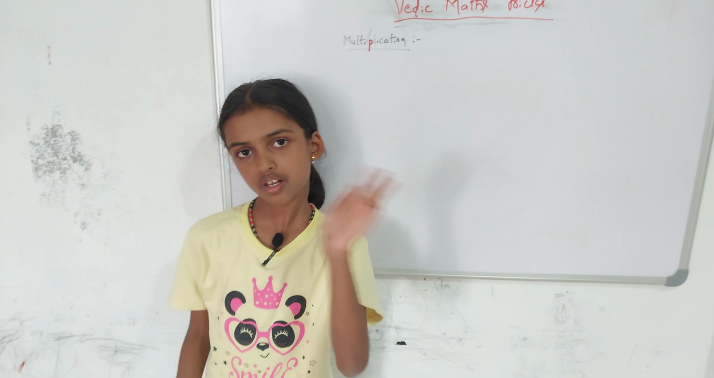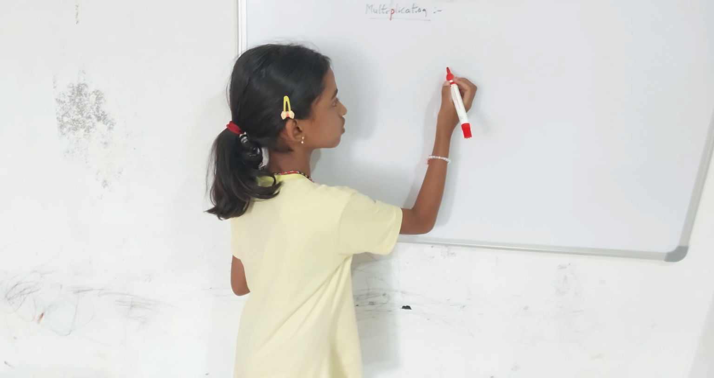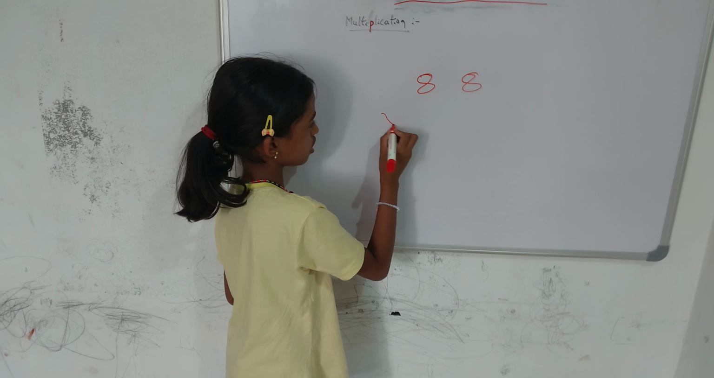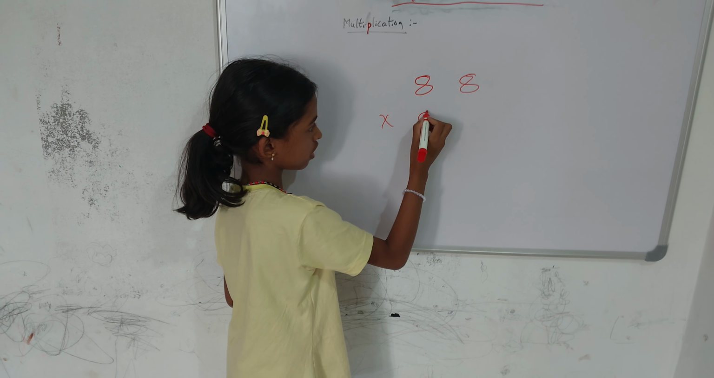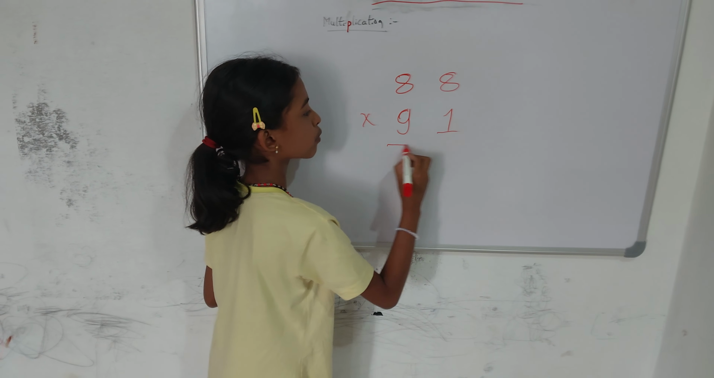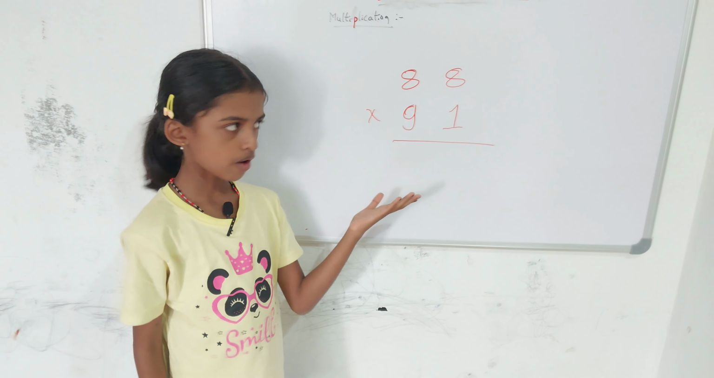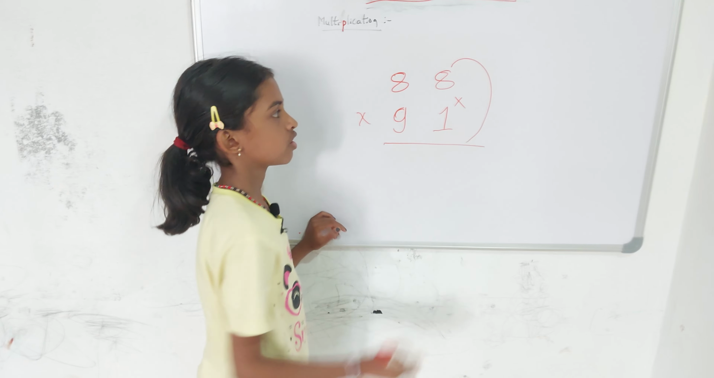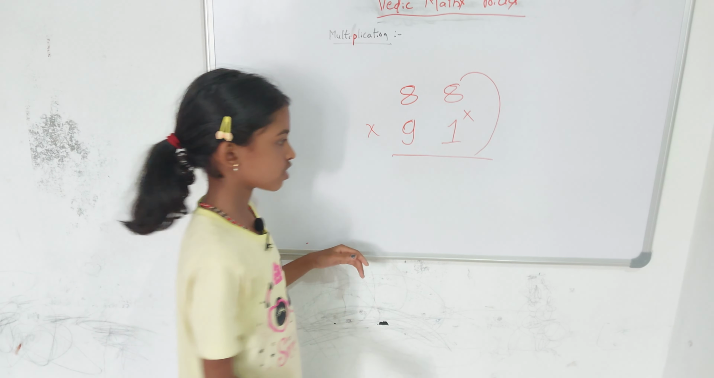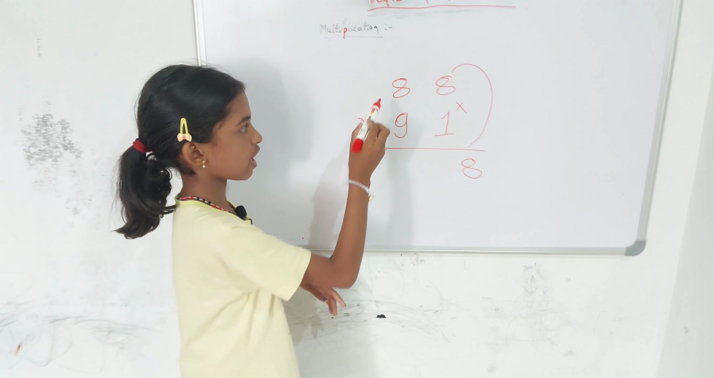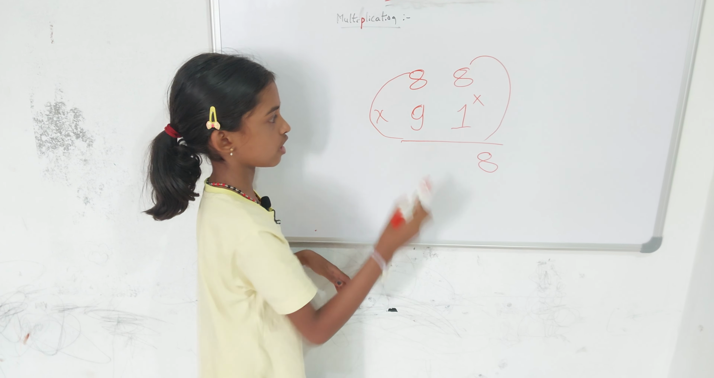Now example number 3. 88 into 91. Now multiply 8 into 1. 8 ones are 8. So write here 8. Now multiply 8 into 9.